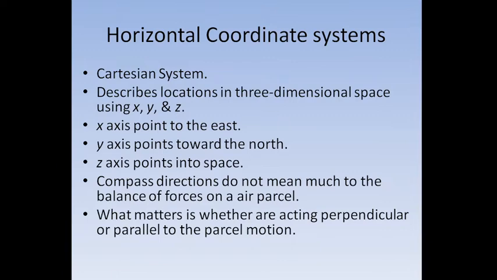Compass directions do not mean much for the balance of forces on an air parcel. With a magnetic compass, you're always about 10 degrees off. It's like wind directions: true north versus magnetic north, you're about 10 degrees off in most places.